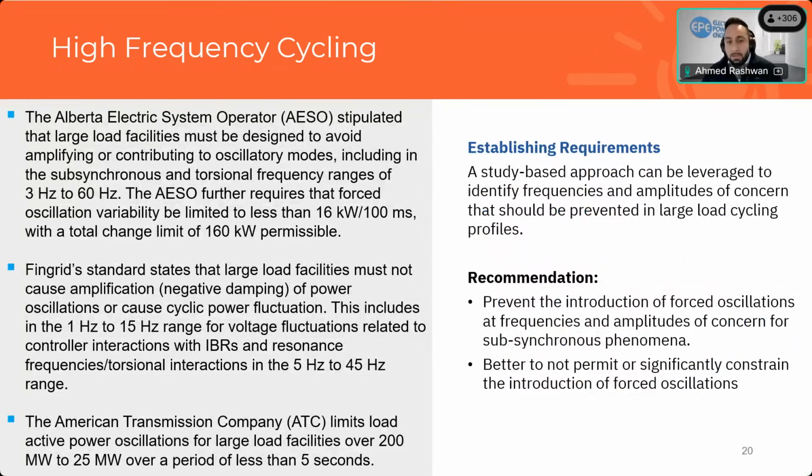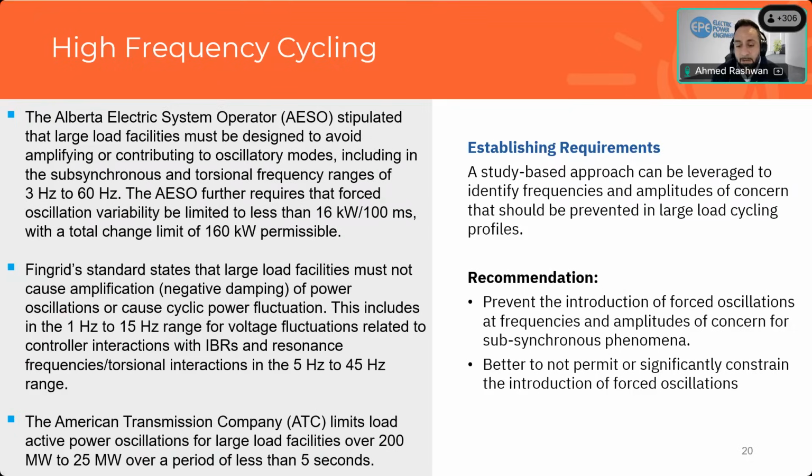So if we move ahead to what different utilities have been doing, Alberta has put in quite restrictive requirements at this point, and I know there's stakeholder engagement and progress on this requirement, so I don't want to comment on it as being set in stone, but relatively restrictive requirements on high frequency oscillations. FERC grid has done the same thing. They must not cause amplification of any of the oscillations or cause cyclic power fluctuations. It's a firm must not. In the ATC, given the investigation they did on their system, and it's specific to their system, limiting the oscillations over a period of time as well.